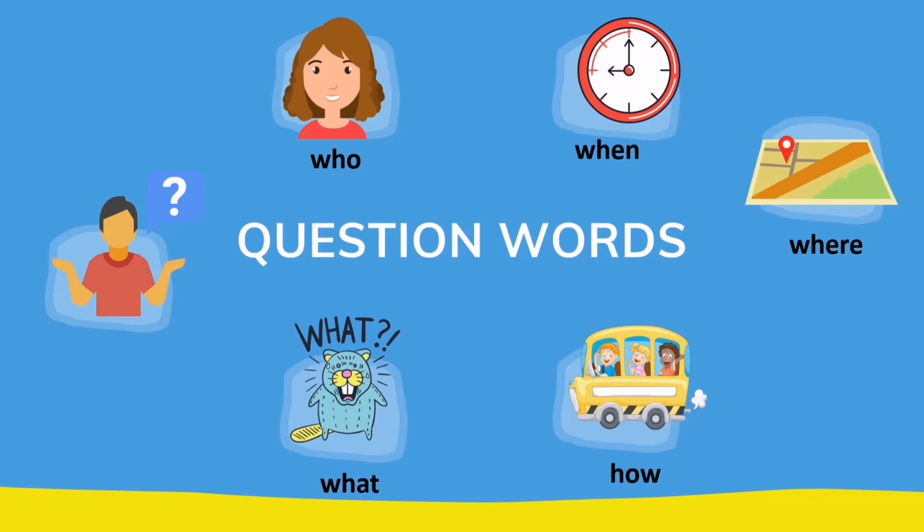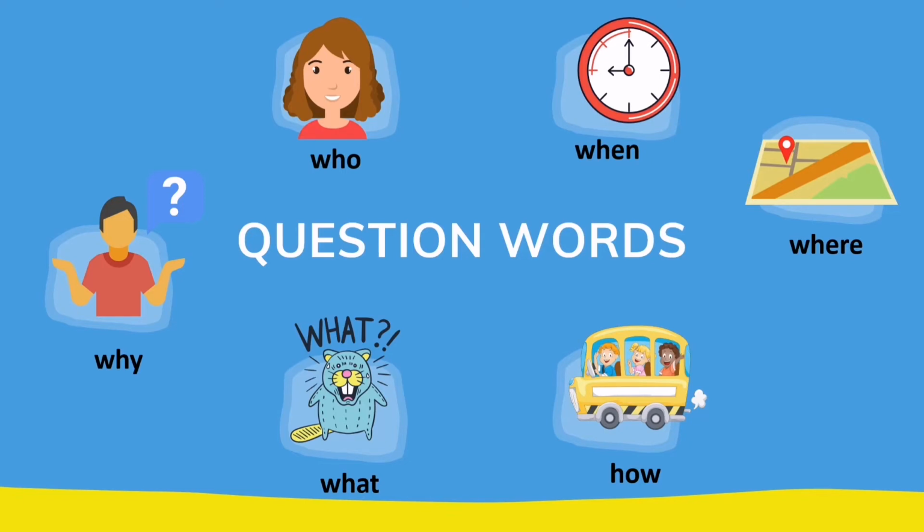What? This one is the most basic question word. Okay, orang mesti tahu what means apa. What do you like to eat? I like to eat chicken. Okay, next. Last one.